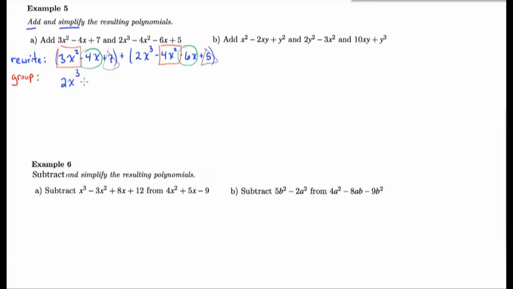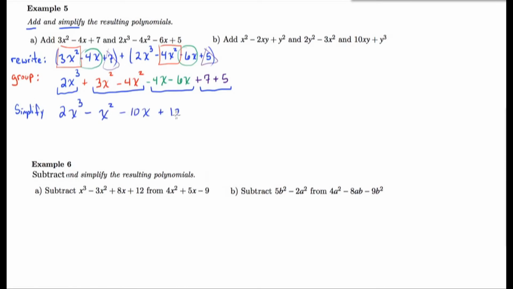So I'll color code this again. The 2x cubed is all by itself. There's nothing else to add to it. I have two x squared terms, I have two x terms, and I have two constant terms. I can now combine these, simplify.